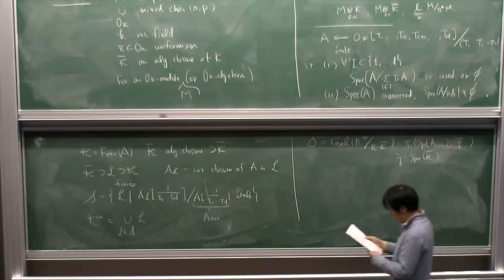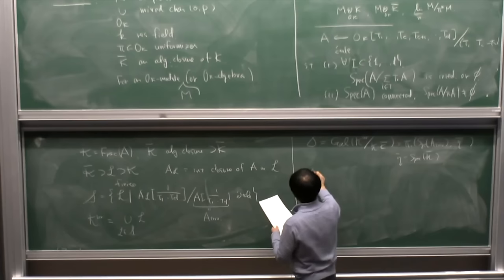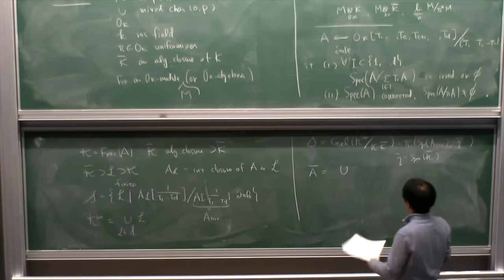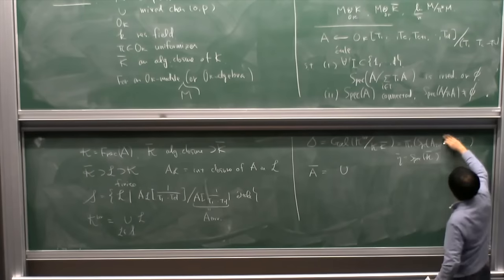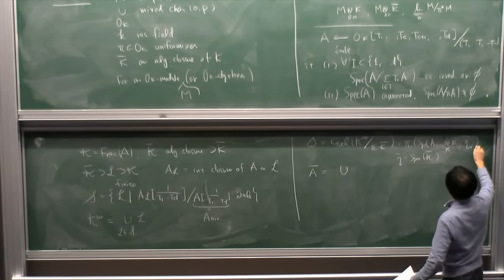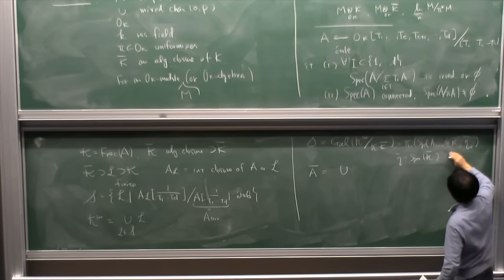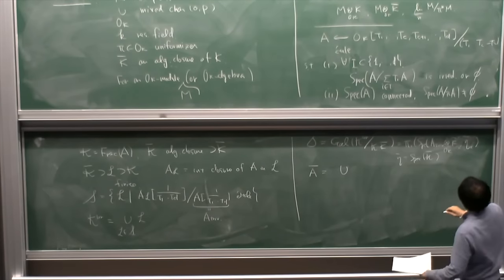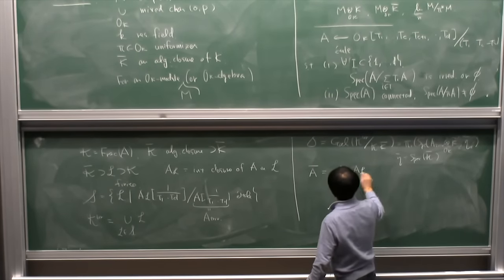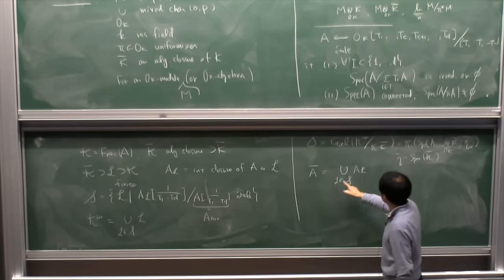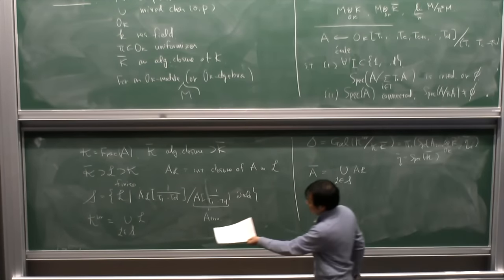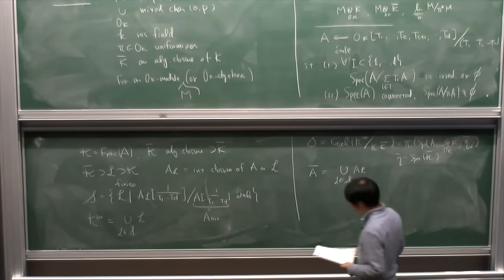Now A bar extends to K bar, so this is the geometric fundamental group. It is better to write O_K bar. This is the union of the A_L, so one can also say that this is just the integral closure of A in this field.